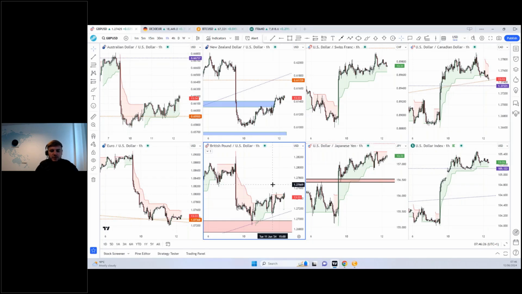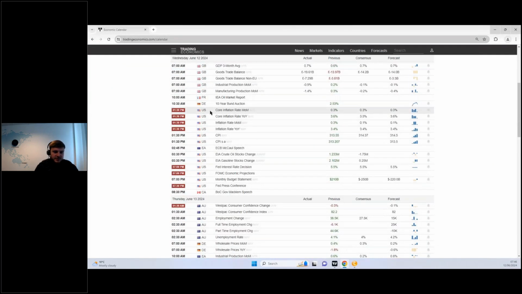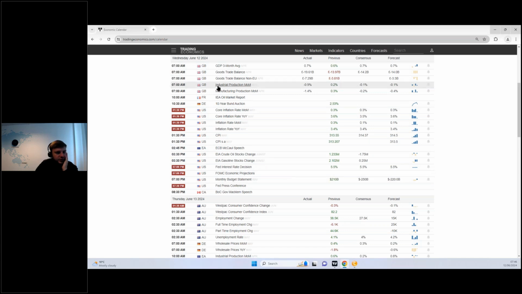Therefore do not cause widespread volatility. But what might cause widespread volatility is this across here. You've got CPI out of the US at 1:30 today, and you've also then got the Fed at 7 o'clock, and then the press conference at 7:30. But this might be somewhat troublesome to try and trade, right?